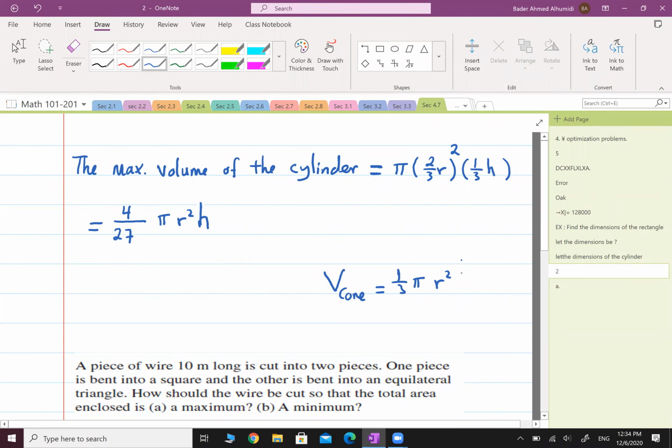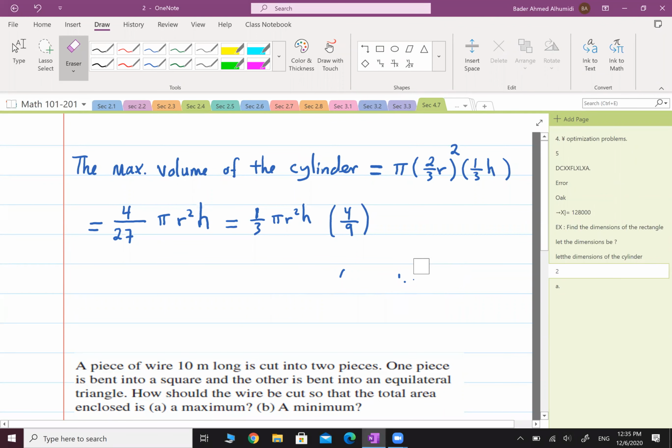1/3 by r squared times what? Times h. The question in the final was: what is the relationship between the volume of the cylinder and the volume of the cone? Let's try to write this quantity in terms of the volume of the cone. First we take 1/3 as a common factor, so that we have the formula 1/3 by r squared times h. What remains here? 4 over what? Over 9, isn't it? You agree with this? Yes. We wrote 4 over 9.